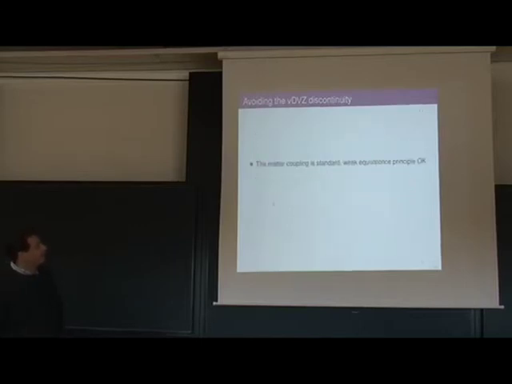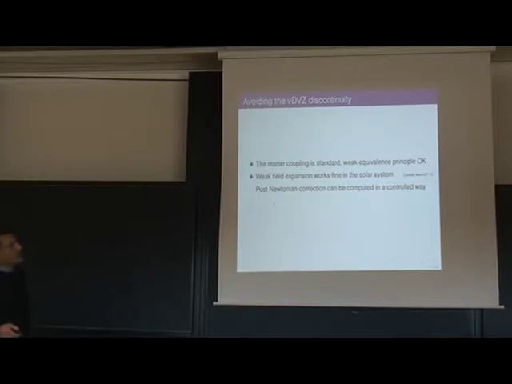Okay, so as I was saying, because there is no discontinuity, it's easy to pass the equivalence principle test and all solar system tests, and all quantum Newtonian corrections can be computed in a controlled way. And this I think is important because it's one of the key points of massive gravity. Massive gravity became a popular theory when it passed those tests.